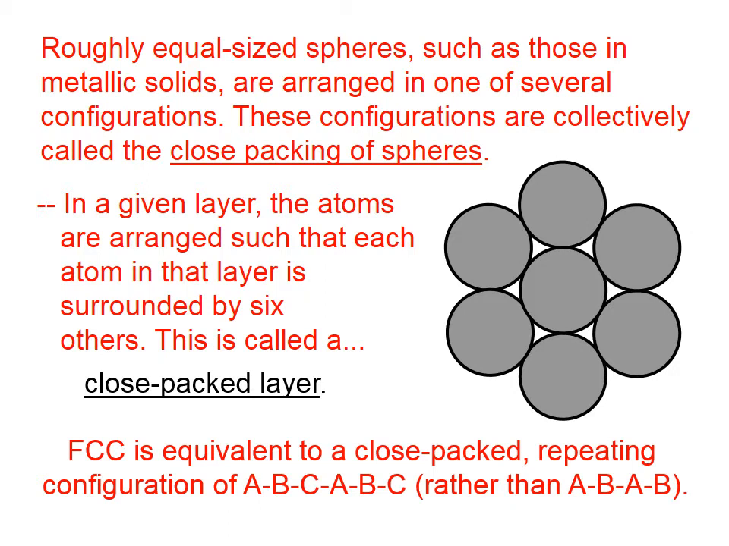Face-centered cubic cells, which we met on the previous slide, have 4 atoms per unit cell. Face-centered cubic is equivalent to a close packed repeating configuration of ABC, ABC as opposed to AB, AB. Now let's explain that very briefly.